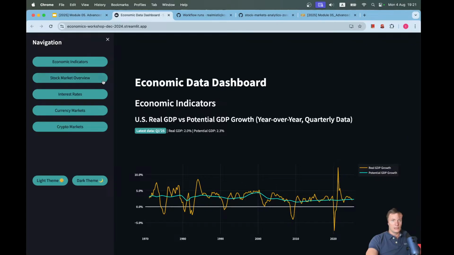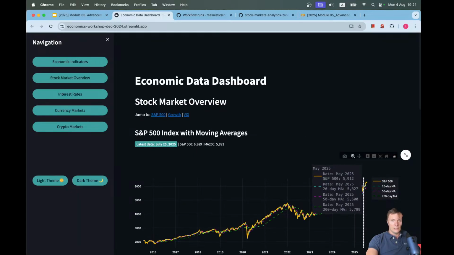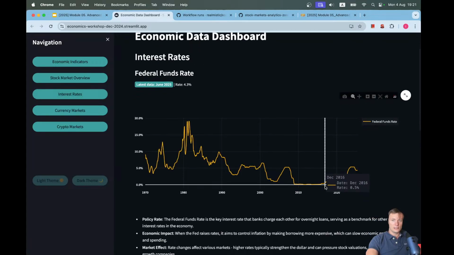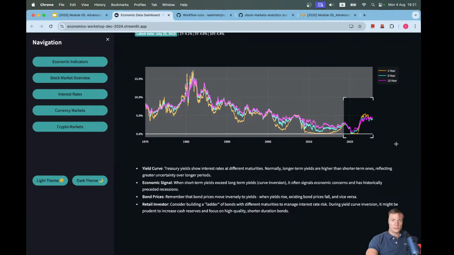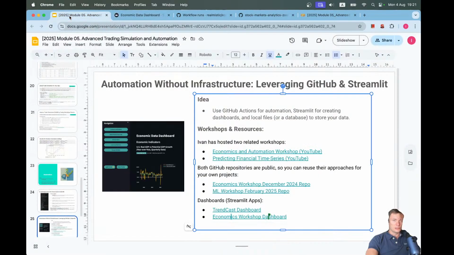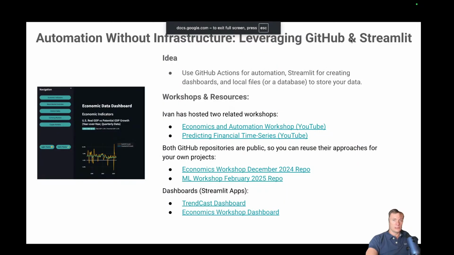Here you can see that we ran this, and the latest data was actually 1 week ago, July 25th, 2025. So it's very fresh data. Interest rates, it's all visual, so you can have a really nice automation without spending too much time on infrastructure. You can just clone these repos and use the same idea.